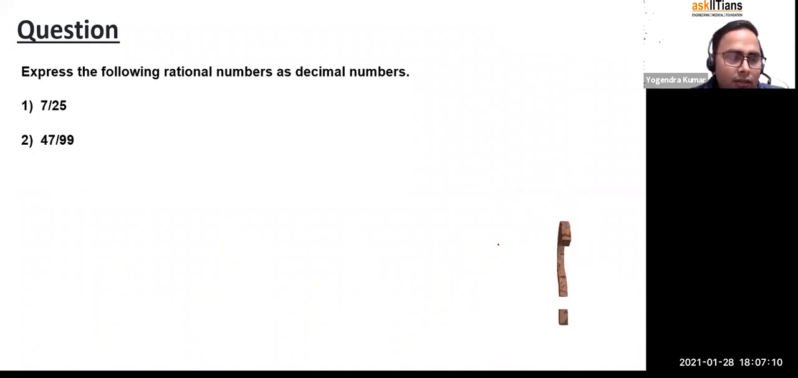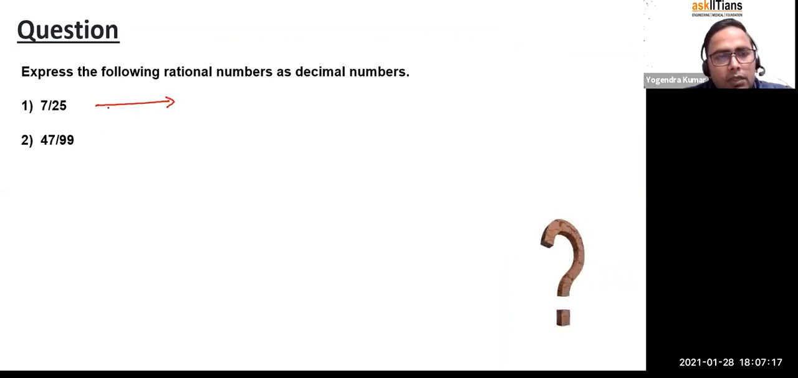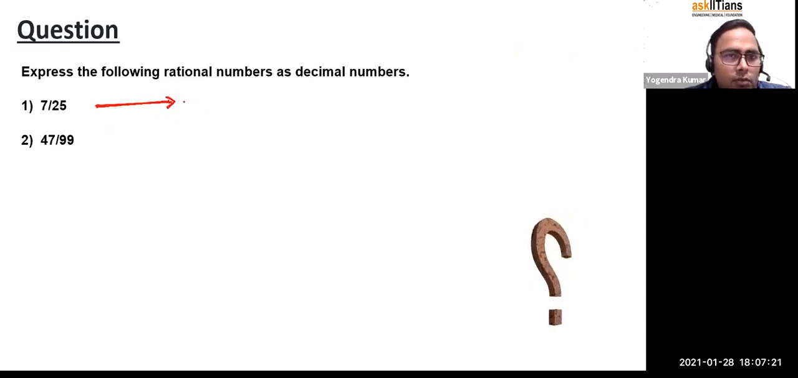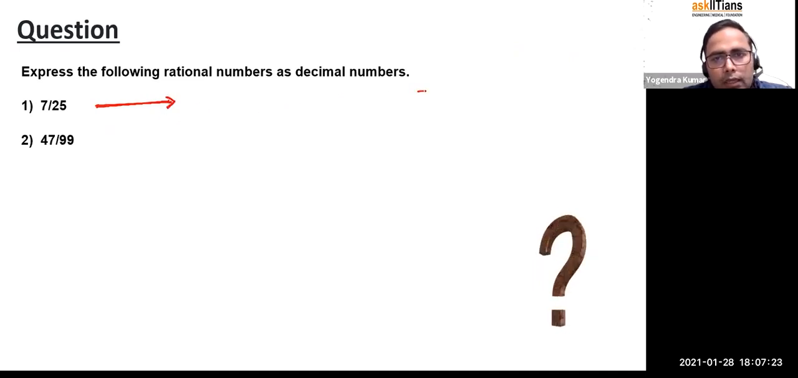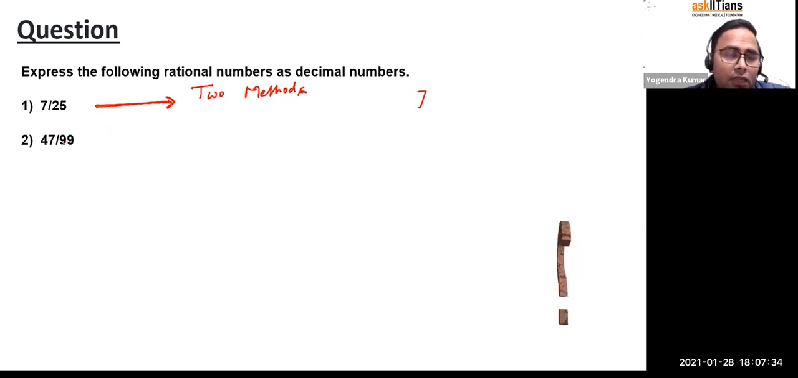Okay, we can do this question here. We can do it two ways. We took the example last class also, but let's do it today as well. I can do long division. Two methods are there. For the bottom one we have one method only, but for this one we have two methods. One is long division. 7 has to be divided by 25.